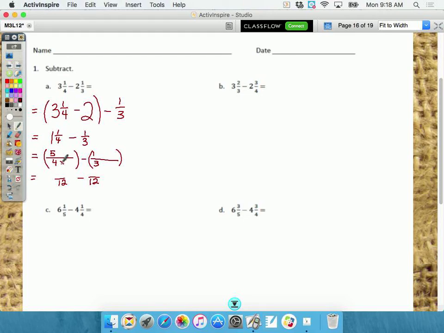So 4 times what, class, equals 12? 3. So 5 times 3 is 15, and 3 times what? 4. Okay, what is 15 minus 4? 11. So 11/12 is our answer. That's pretty simple.